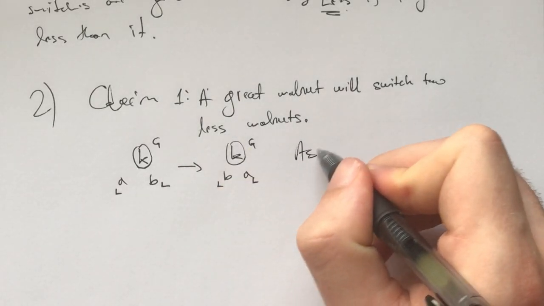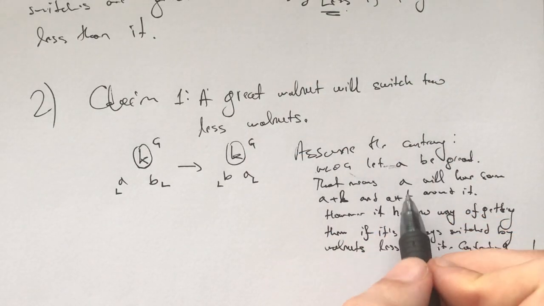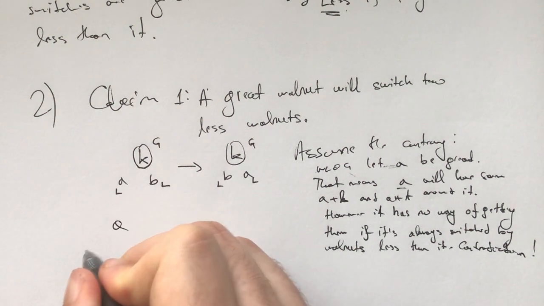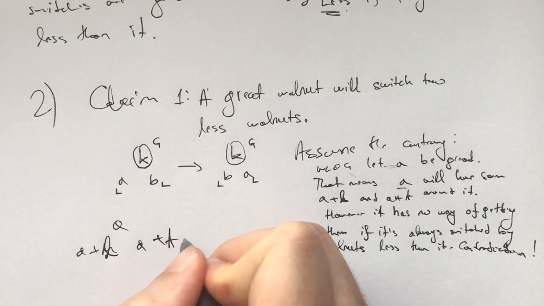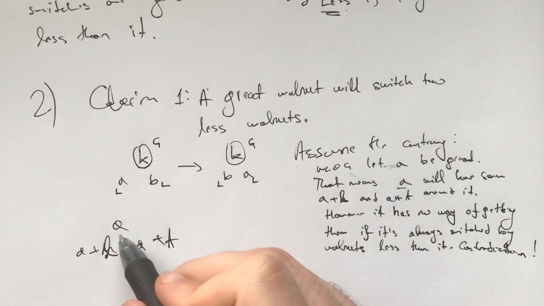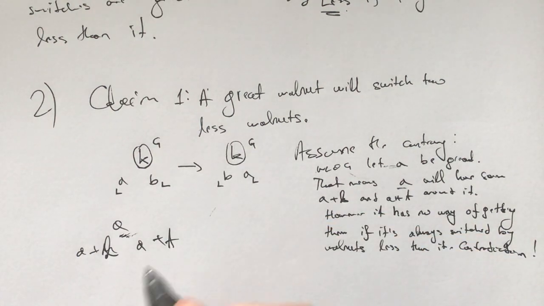The way we prove this is, assume the contrary, let A be great. That means A will have A plus K and A plus T, A plus L and A plus T on its sides, but it has no way of getting them if it's always switched by walnuts less than it. So that's a contradiction right there.